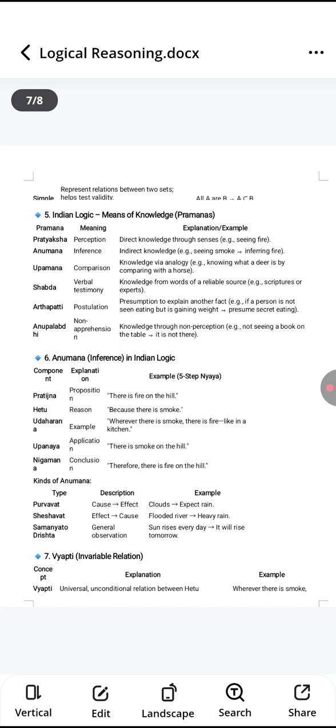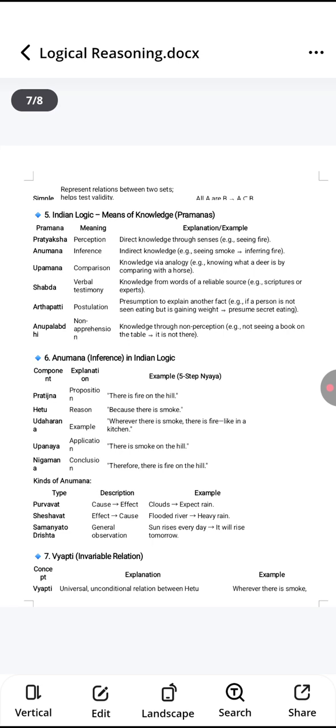Next we have the kinds of anumana. First we have purvavat, where we talk about cause to effect. For example, when we see a cloud, we expect rain. Next we have sesavat, which means effect to cause. If we find the effect, then we can find out the cause. For example, a flooded river shows that the cause is heavy rain.